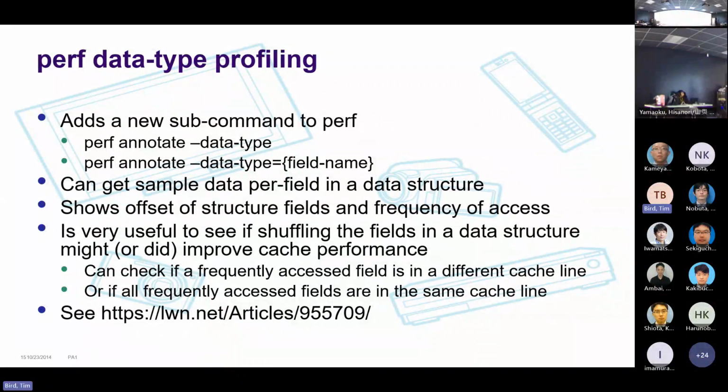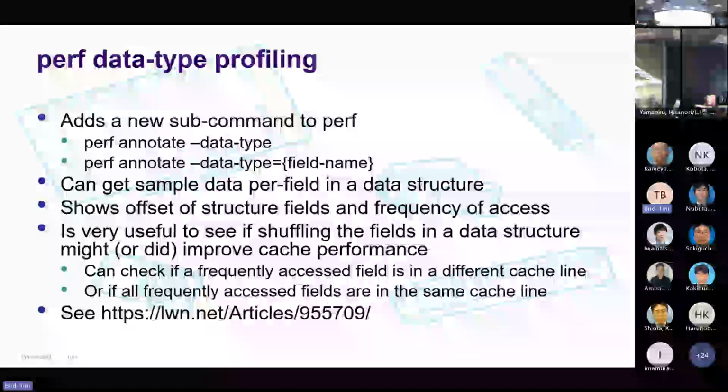And so you can use this to check if a frequently accessed field is in a different cache line than some of the other fields in a data structure, or you can make sure that all of the frequently accessed fields are in the same cache line, because you have the offset and the frequency next to each other. So this could be very useful for people who are doing performance tuning on the kernel. People have been doing this type of performance tuning a lot to try to make the kernel as efficient as possible. But now this tool makes it a lot easier.